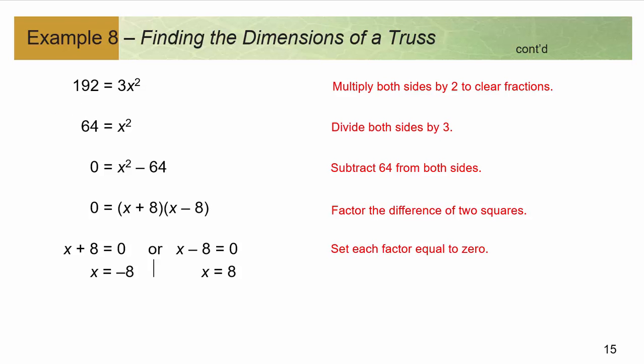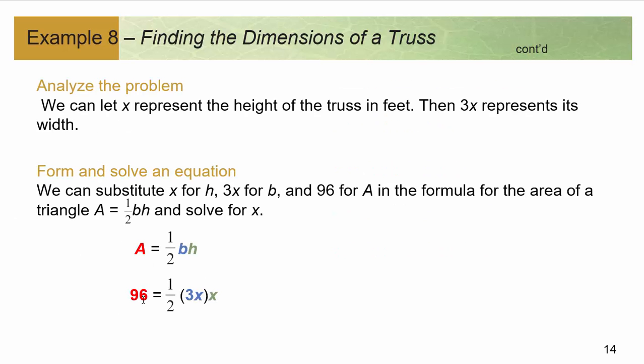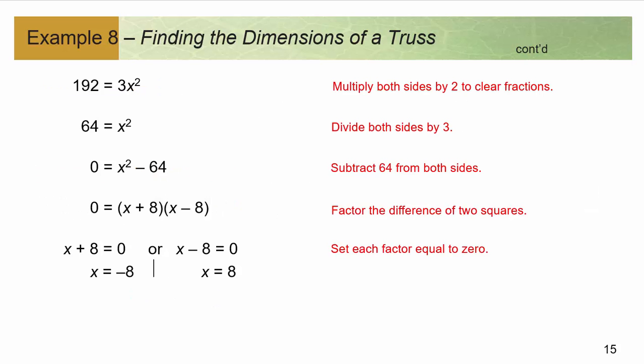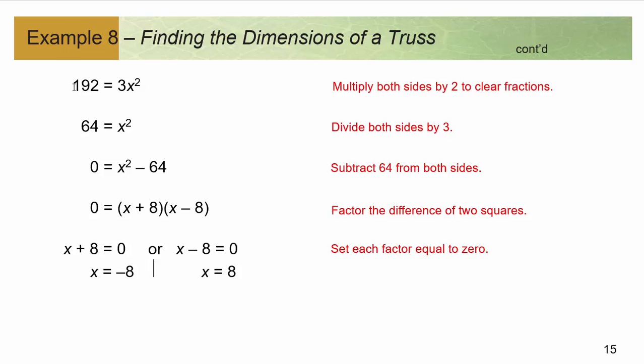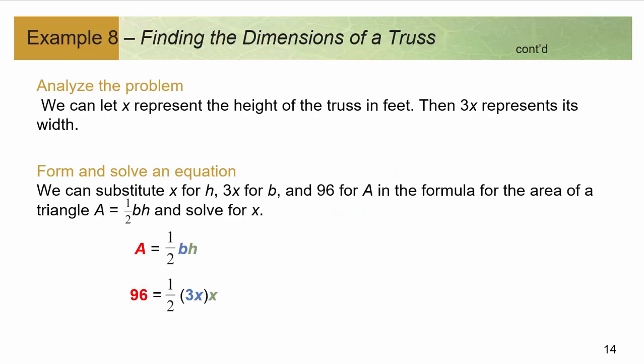So from our previous slide, 96 equals 1/2 times 3x squared. So how did we get to here? Well, we just multiplied both sides by 2 to get rid of that half, right? Because we don't like having halves. And then 3x times x, we're left with 3x squared. So there's the 192 equals 3x squared, because that is just 96 times 2.